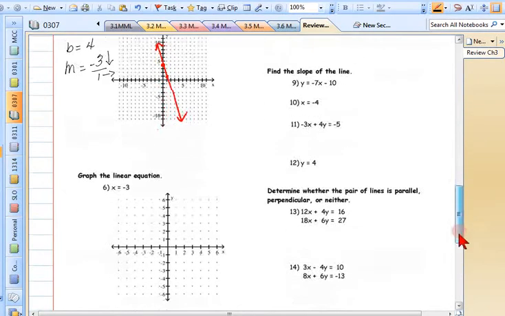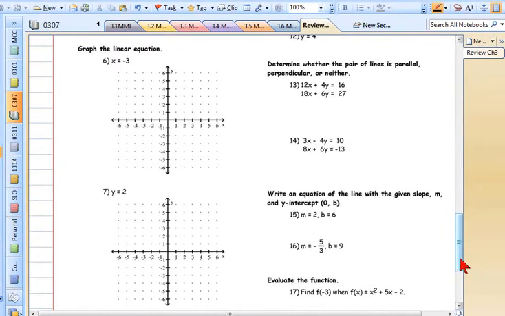All right, let's look at number 6. The 6 and 7 should be short questions. You don't have to show any work, but you do need to remember which one is which. X equals negative 3 is going to go through the x-axis at negative 3. So I'm going to start with that point, and then I'm going to draw my vertical line. That's the line x equals negative 3. The line y equals 2 goes through the y-axis at 2, and I'm going to draw my horizontal line. Make sure that you study those and you do know the difference.